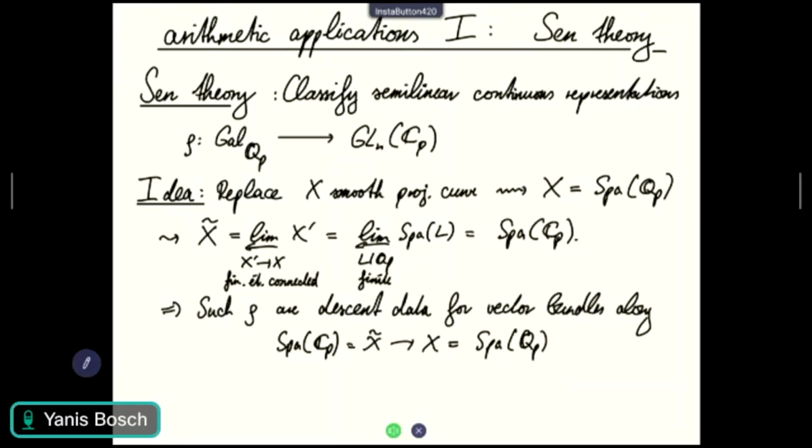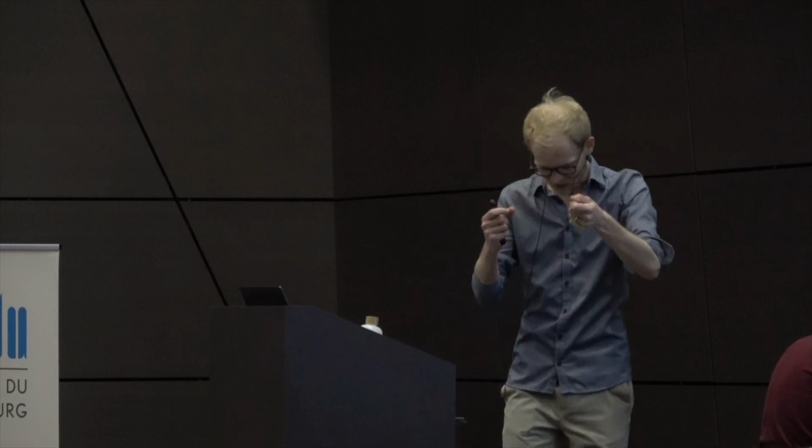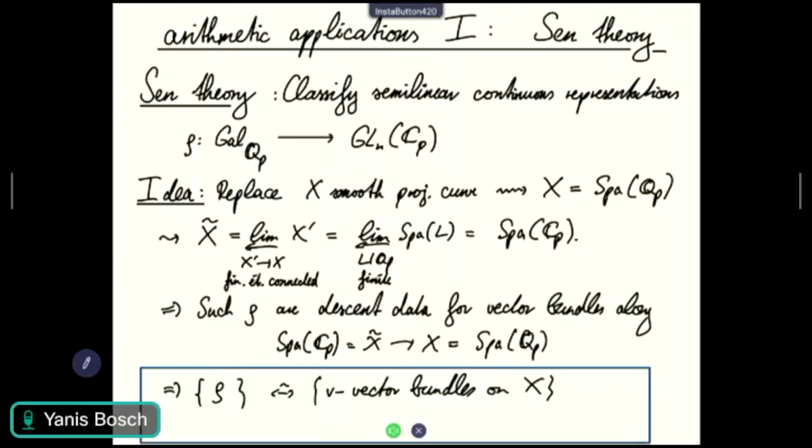And for this reason, if I think about what this continuous representation up there is, it's really a cocycle. And cocycles define descent data. Okay, so these things that Sen is studying in his article, we can reinterpret as being exactly the category of B-vector bundles. So these continuous semilinear representations are precisely the B-vector bundles.